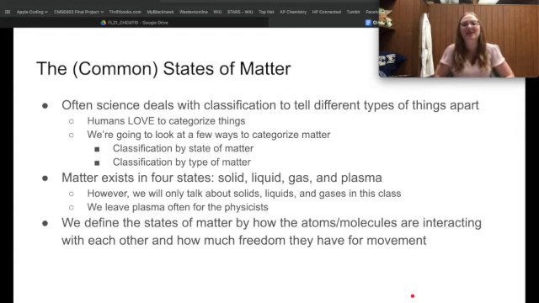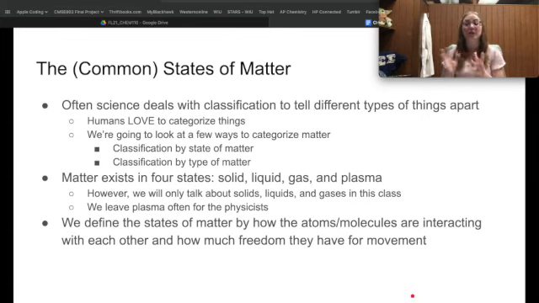Chemists and humans love to categorize things. It is like the human condition that we love to put things in categories, that we group things together, in lots of different things we do. So often science deals with classification to tell different types of things apart. So we're going to talk about states of matter here because this is a way for us to tell different types of matter apart and to be able to think about how they might behave differently if they're in these different states of matter, for example.